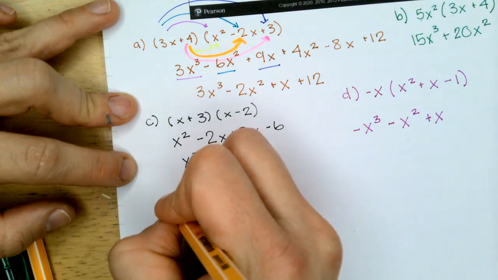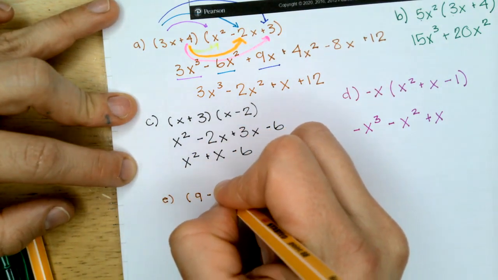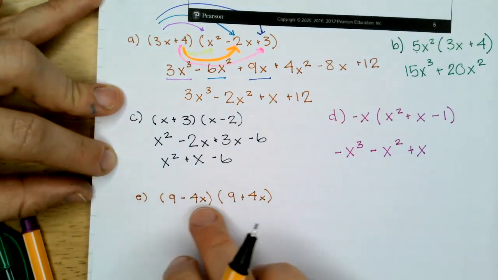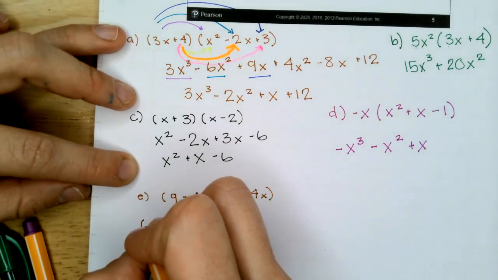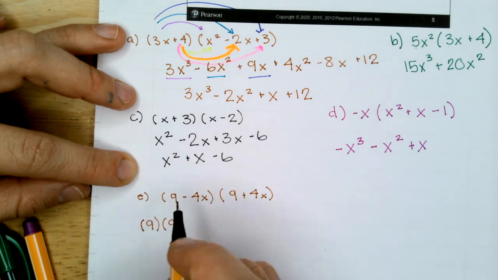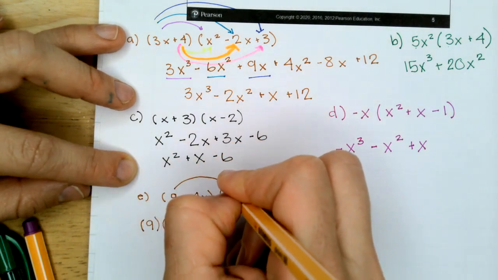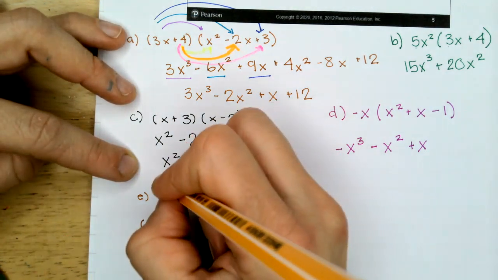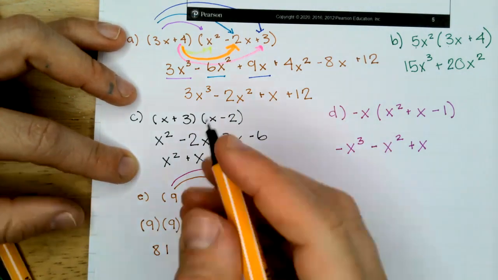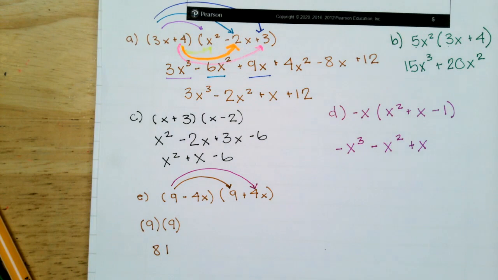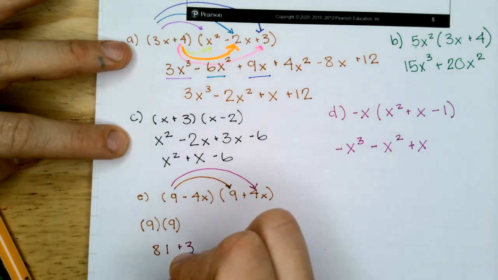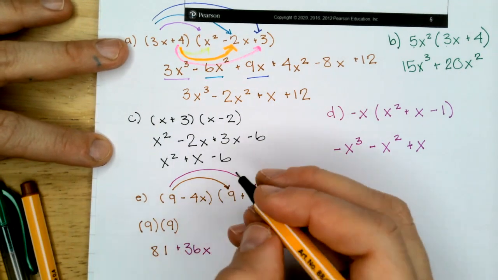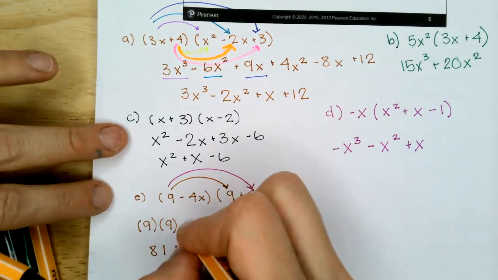So letter E says 9 minus 4x times 9 plus 4x. Same thing, same foiling, okay? 9 times 9 for our first term. 9 times 9 becomes 81, right? 9 times a positive 4x for our second term. 9 times 4, 36x, right? Now move on to your, oh, sorry, I was supposed to explain that better.